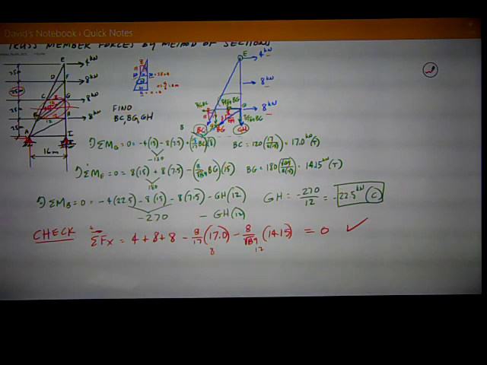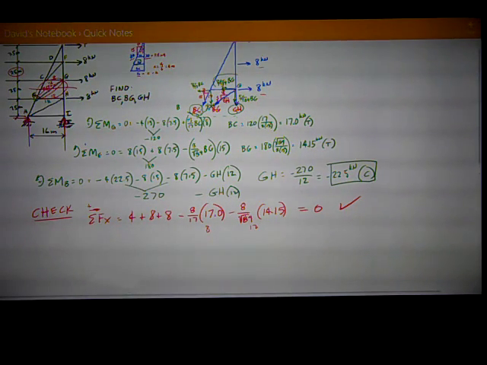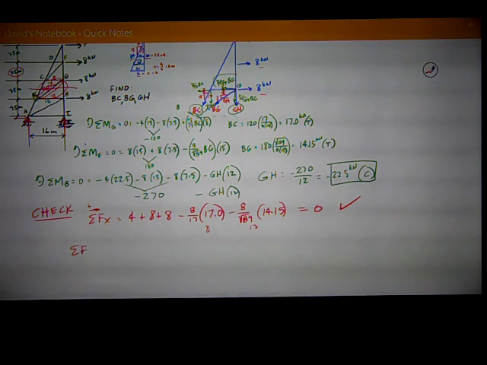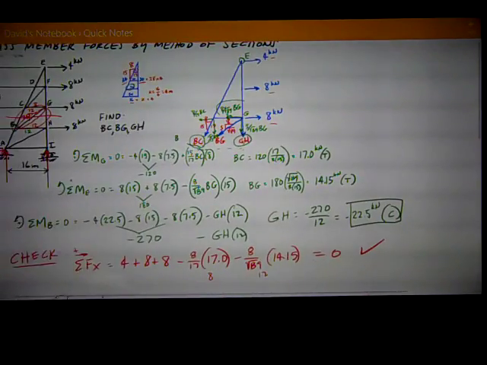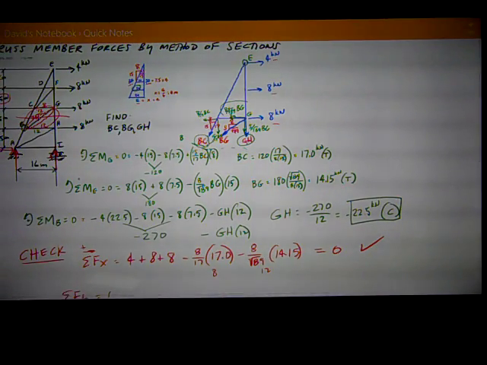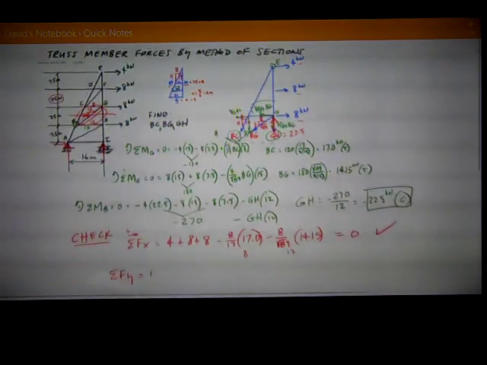It's checked. I can check the force in GH also with the sum of the forces in the y direction. And that's equal to, all I have is those y forces in BC. Oh, and I forgot to. I should have gone up here. Once I found that GH was negative, I should have reversed that arrow. So I want to do that right now. GH is 22.5. And it's going up instead of the down that I assumed by assuming tension.